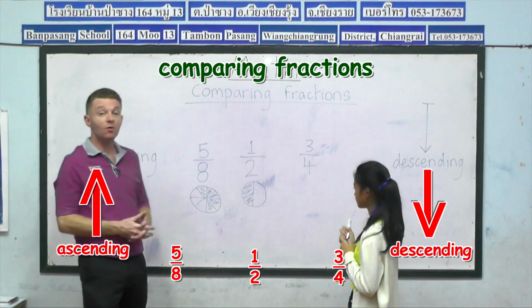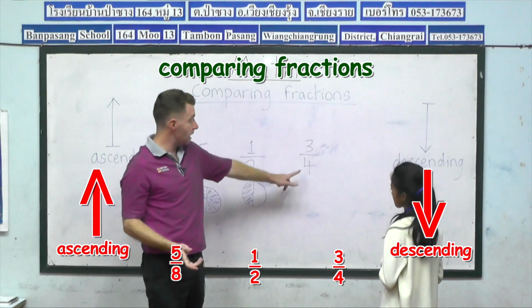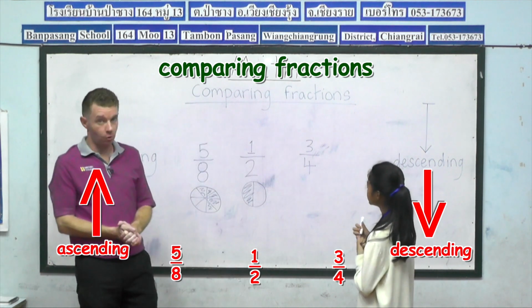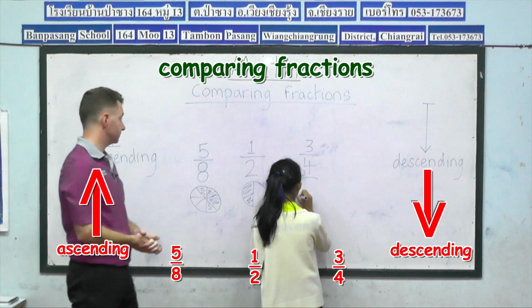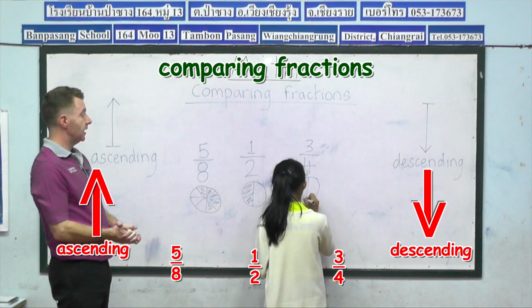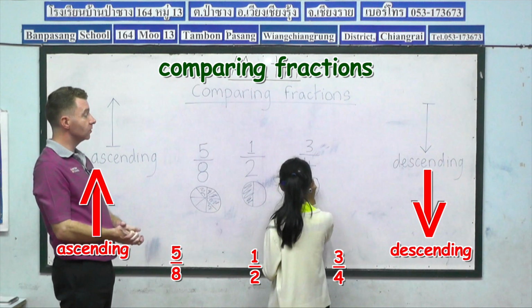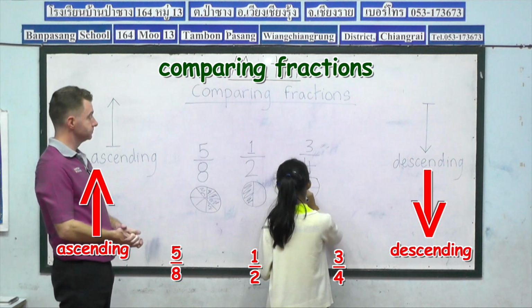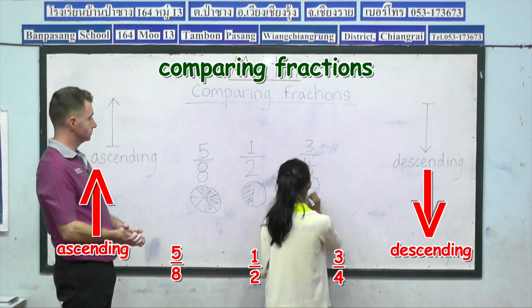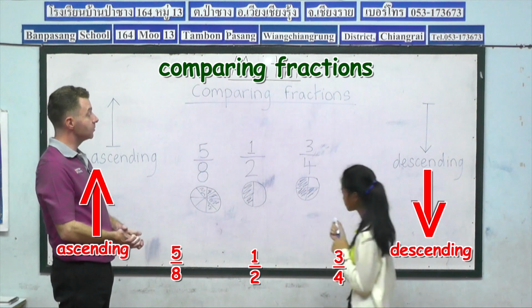Perfect. And then onto our third and final circle. How many parts for this one? 4. So let's have 4 parts. And how many coloured in? 3. Excellent. Very well done, Dan.